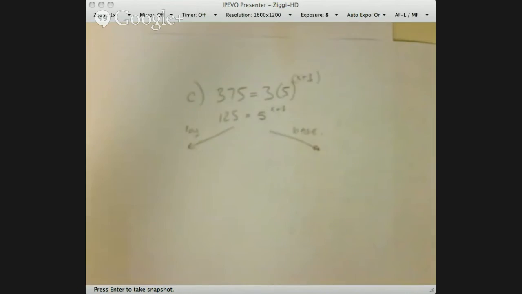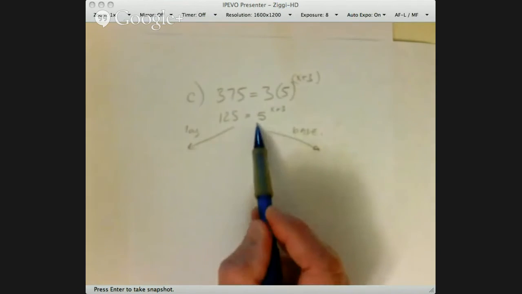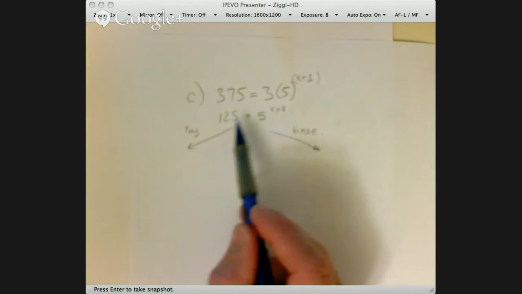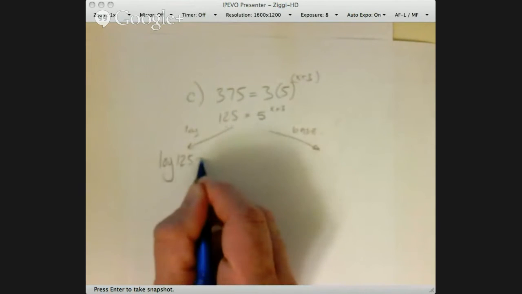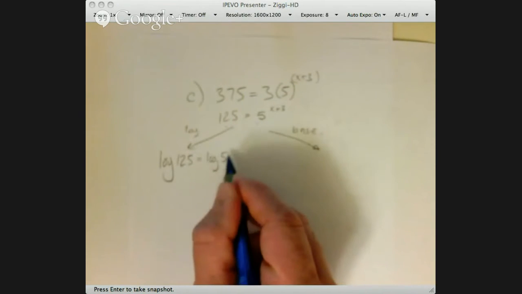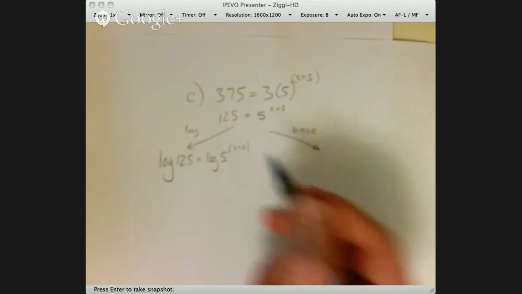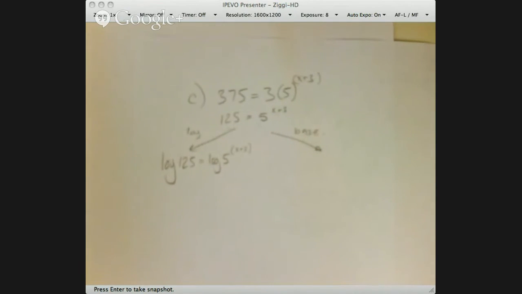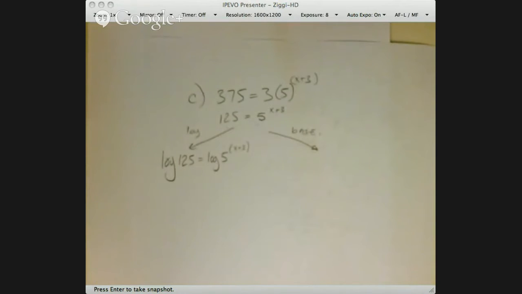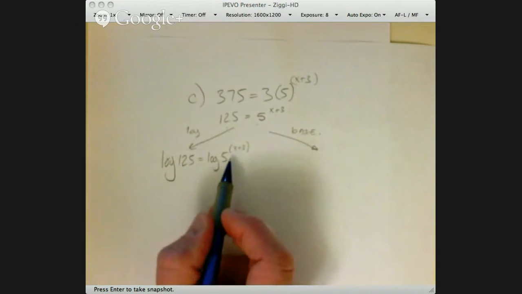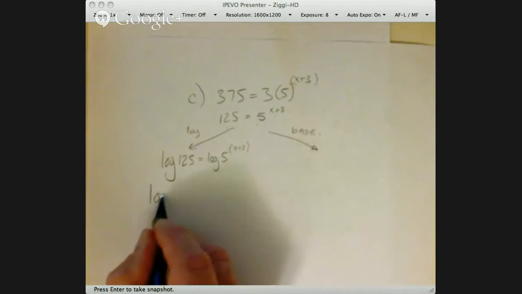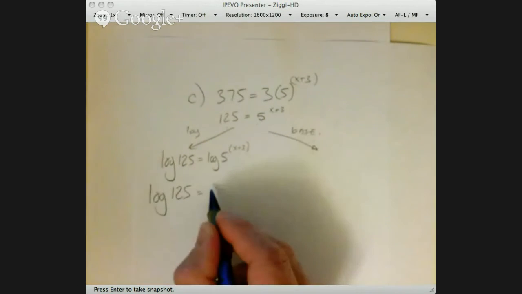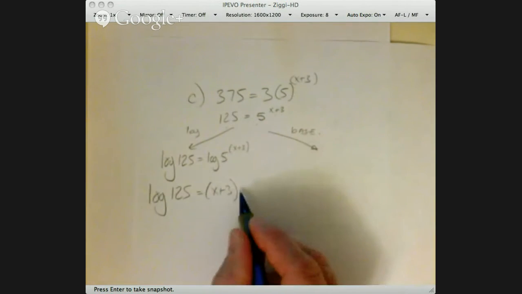Just like we did before, when we have a number to a power with an x, and we have another equal to another number, I can take the log of both sides. The process at this point is almost exactly the same. Let's see if I can get this sucker to focus. That looks a little bit better. Okay, I'll make this a little bigger as we do it. I'm going to bring this exponent down to the front again. So we will have log of 125 is equal to x plus 3 times the log of 5.